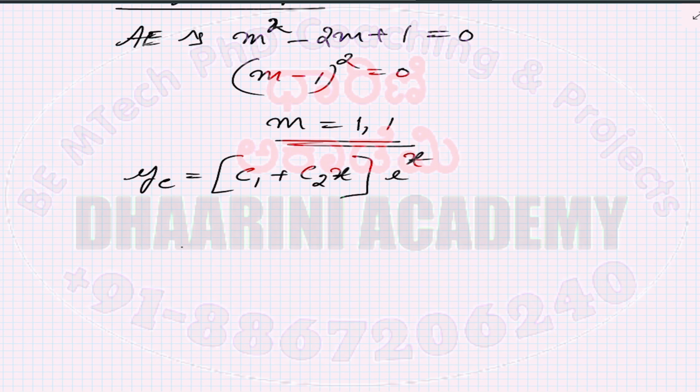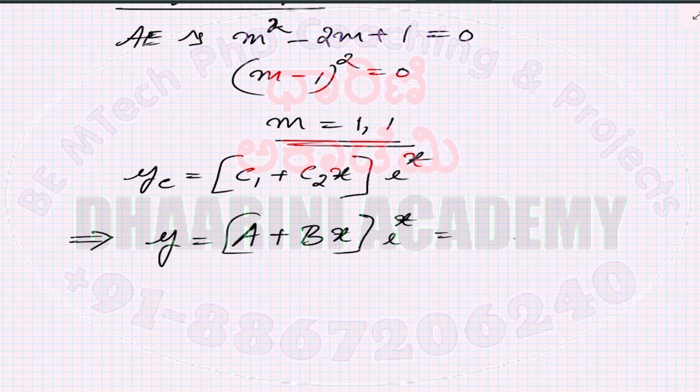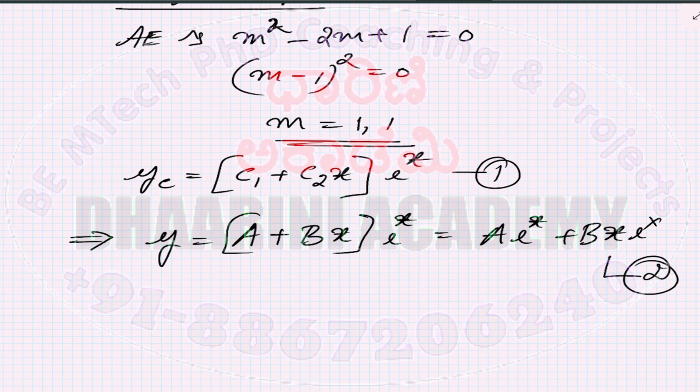Alright, so this implies we can guess the y as follows. c1 should be replaced by a, plus c2 is b, x into e to the x. So this means y is a into e to the x plus b x into e to the x. This is what we call equation number 2.